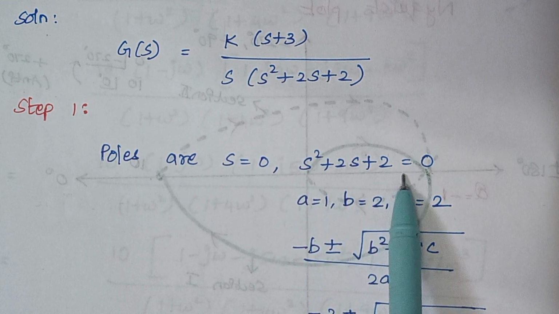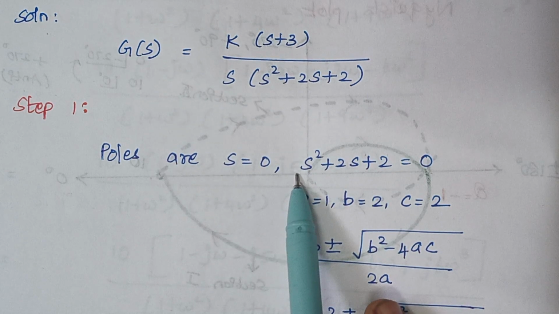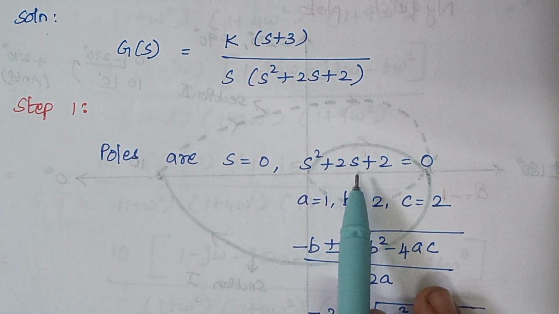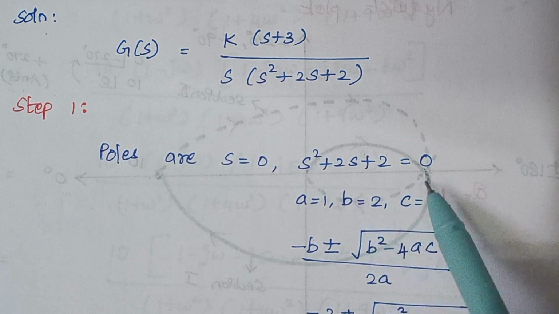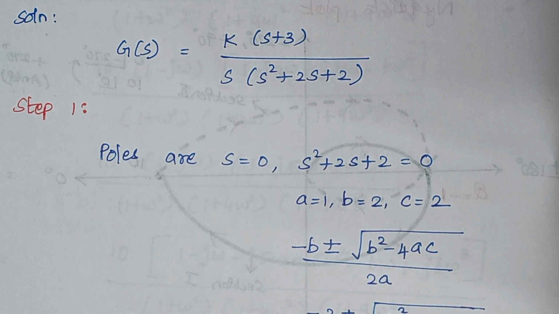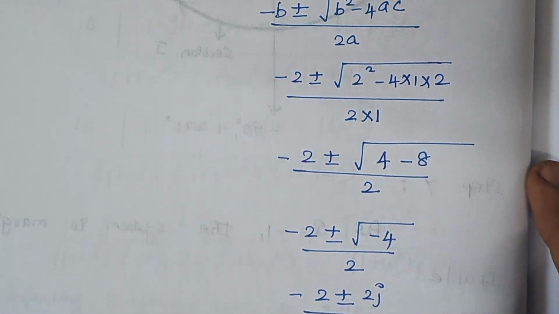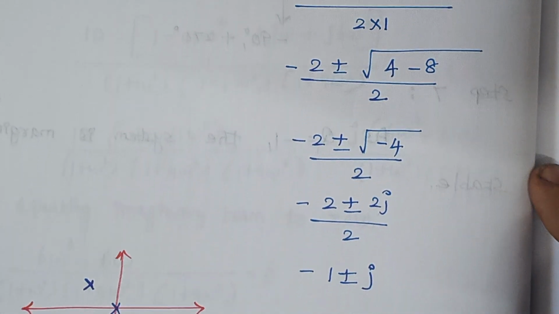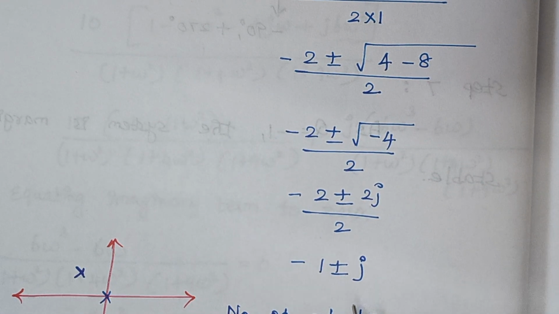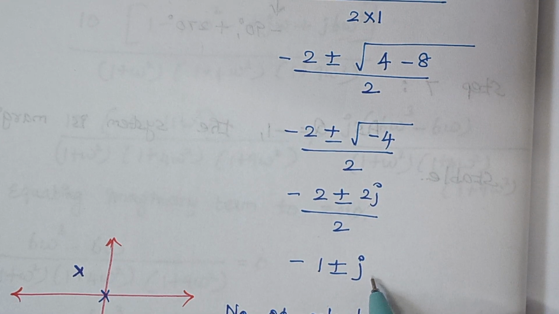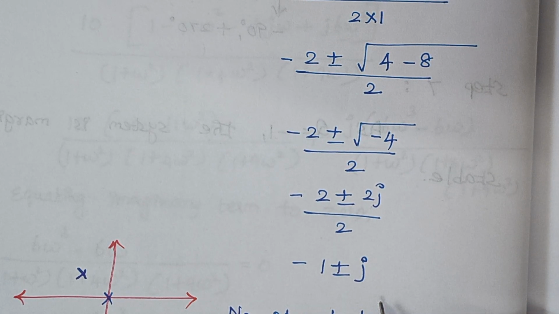So from this expression, what is the value of a? That is the coefficient of s square, which is 1, right? So a is 1, b is 2 and c is 2. Now substitute these values here. Once you substitute and solve, finally we get the answer as minus 1 plus or minus j. So these are the two roots. Minus 1 plus j is one root, minus 1 minus j is the other root.